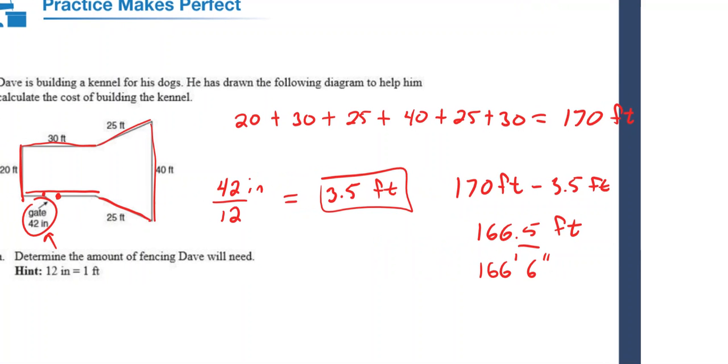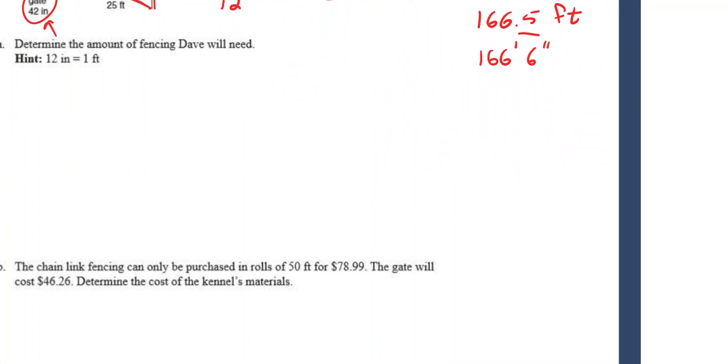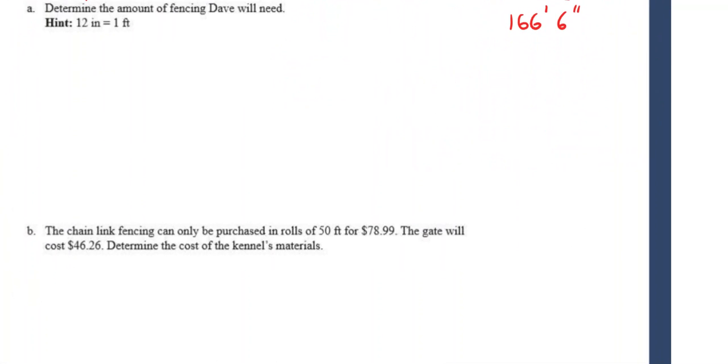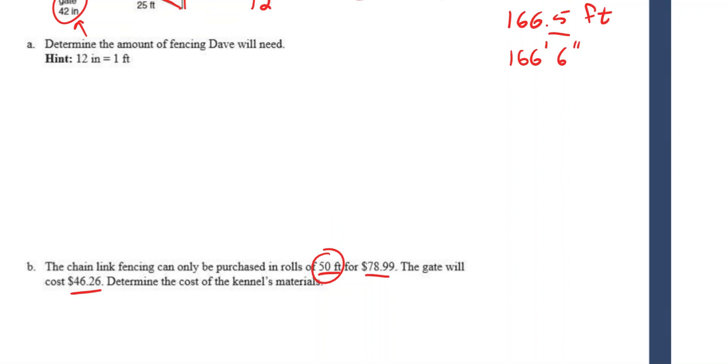All right. Moving on to the next one. So now it says the chain link fencing can only be purchased in rolls of 50 feet for $78.99. The gate will cost $46.26. Determine the cost of the kennel's materials. If we think about this with common sense, we have to get 50-foot rolls, and we've got 166.5 feet that we need to cover.